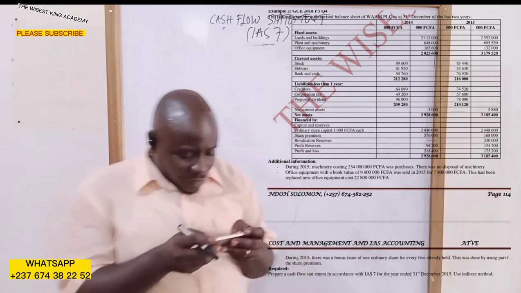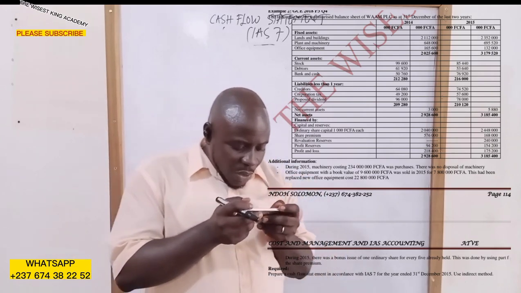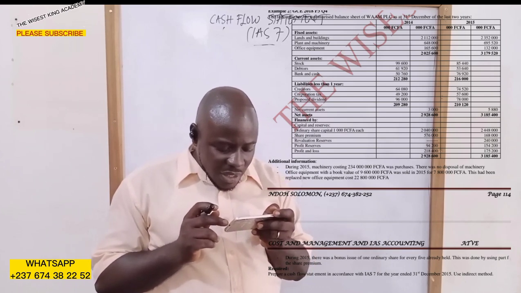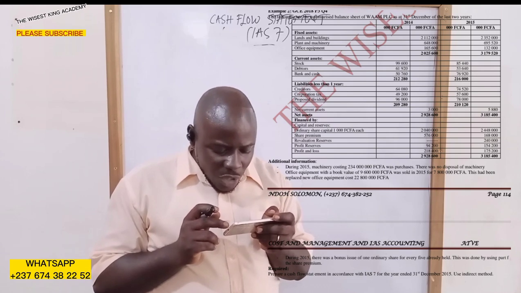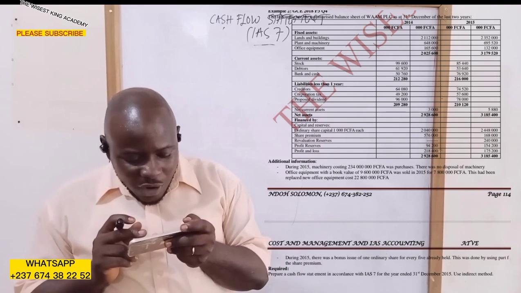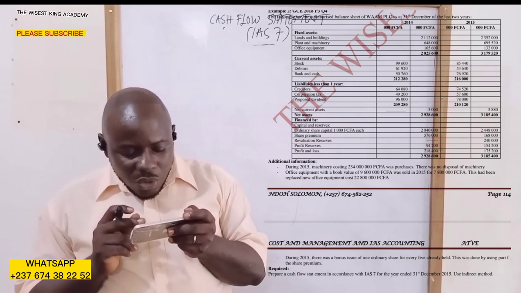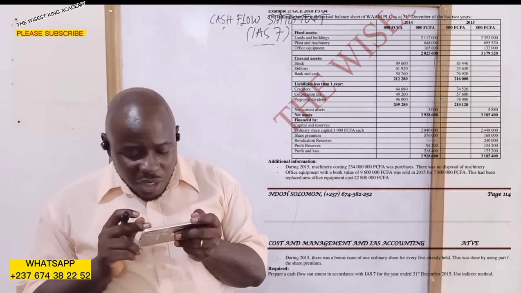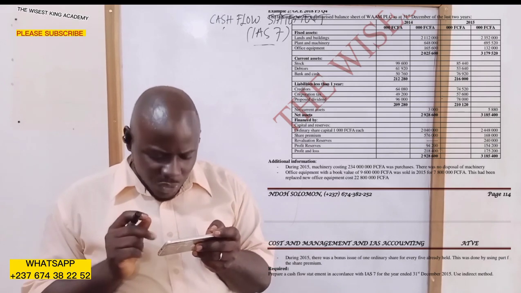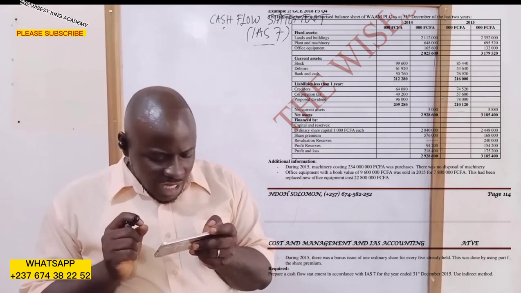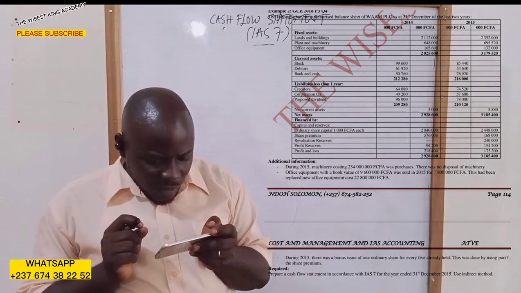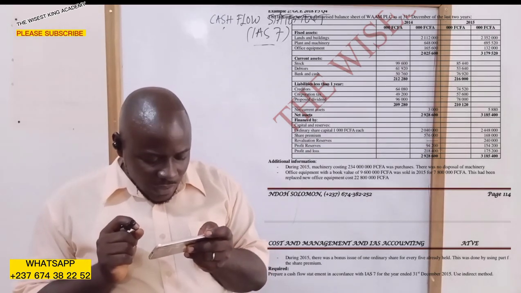Now, very important, additional information. During 2015, machinery costing 234 million francs was purchased. There was no disposal of machinery. Office equipment with a book value of 9,600,000 francs was sold in 2015 for 7,800,000. Wow, book value. It means that there was actually a loss on disposal. This has been replaced by a new office equipment that cost 22,800,000 francs.